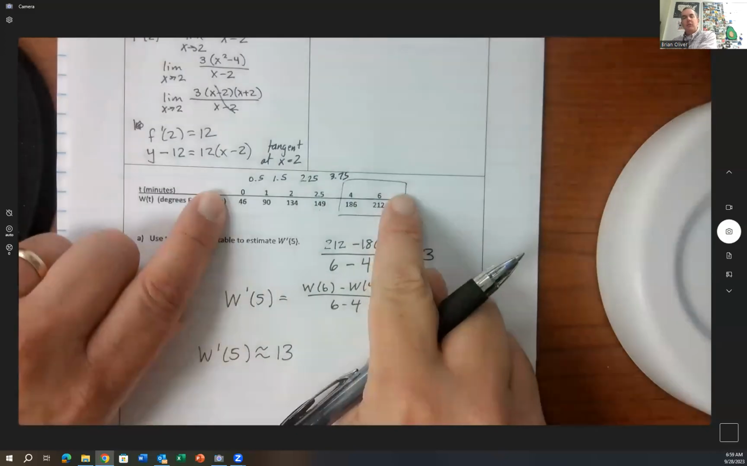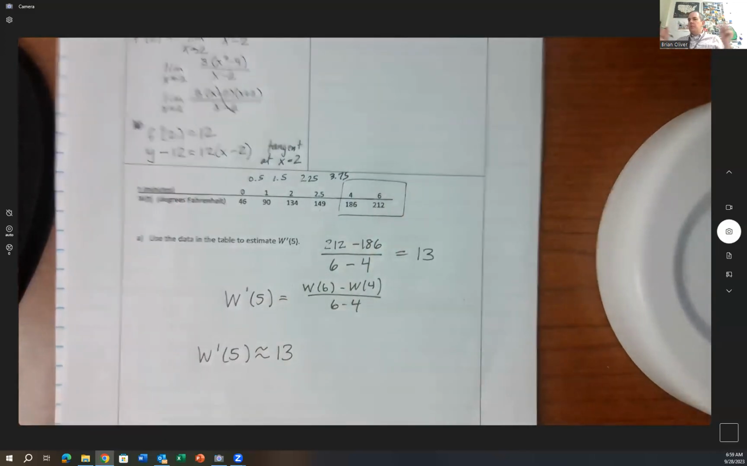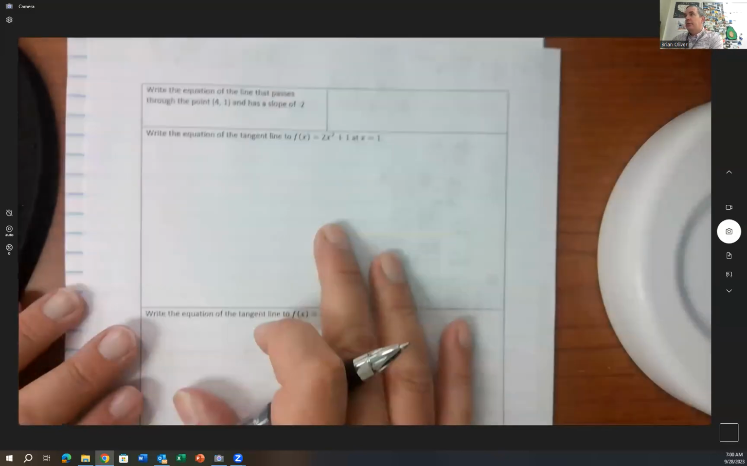I wouldn't want to pick bigger ranges. Like I said in the first video, the farther apart you are, the more likely there could be some kind of weird things going on in between. So we don't want to do it too far apart. We want to pick the closest two points. Okay, so again, the rest of this is just practice.